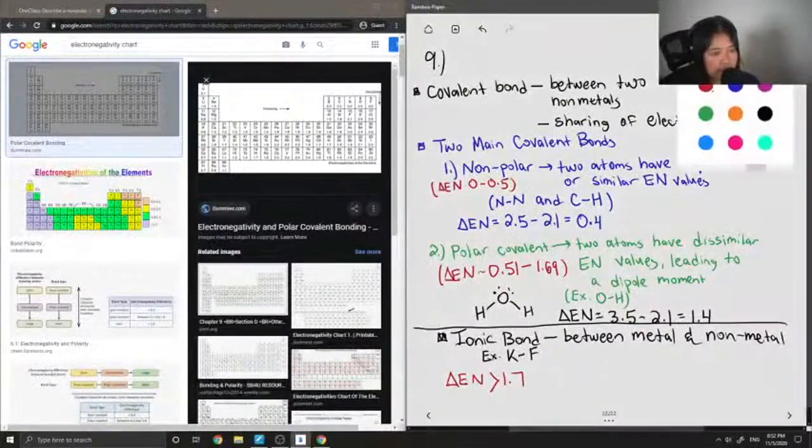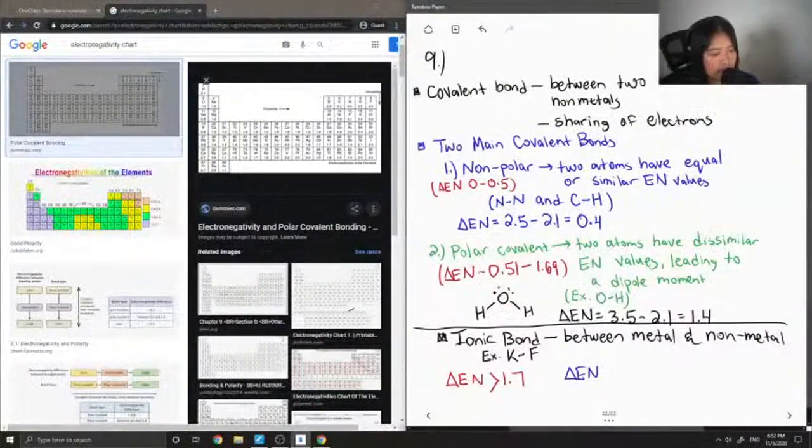So let's look at potassium and fluorine. Potassium has an electronegativity value of 0.8, and fluorine's is 4.0. So I'm going to do 4.0 minus 0.8, which is very high, 3.2. Since this difference is very large, we already know that this is an ionic bond.